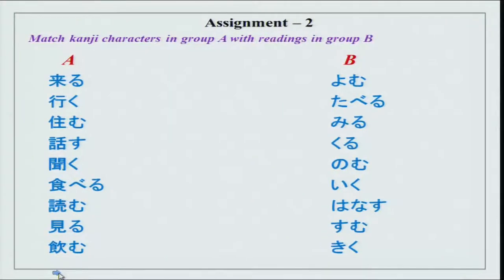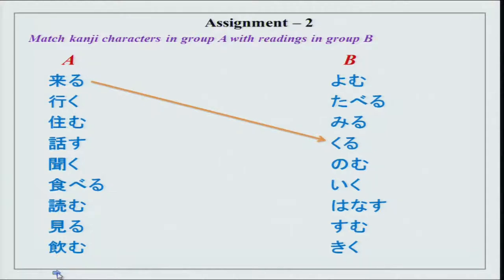Then we again have kanji characters here in group A and some hiragana written over here in group B. Group A is verbs. You can see the verbs over here, the kanji is here, and of course, as we have hiragana after the verb to show us the tense, we have the hiragana written over here. So the first one is kuru, which is to come.